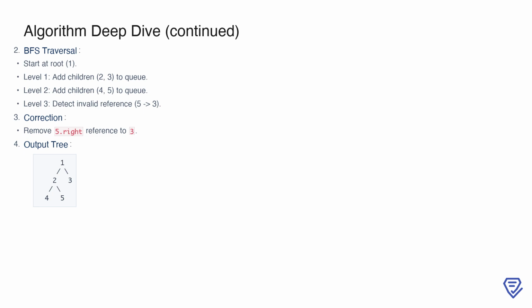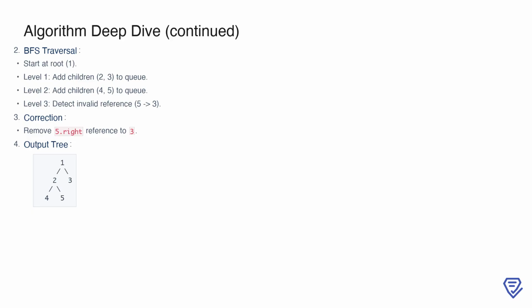To correct this tree, we start the BFS traversal at the root. At level 1, we add the root's children, 2 and 3, to the queue. Next, at level 2, we process node 2 and add its children, 4 and 5, to the queue. At level 3, we encounter node 5's invalid reference to node 3. Since node 3 has already been seen, we identify this as the invalid connection. To correct the tree, we update node 5's right pointer, setting it to null.